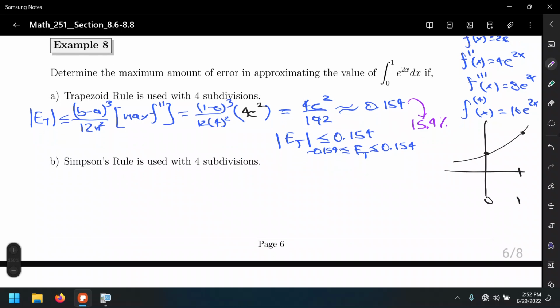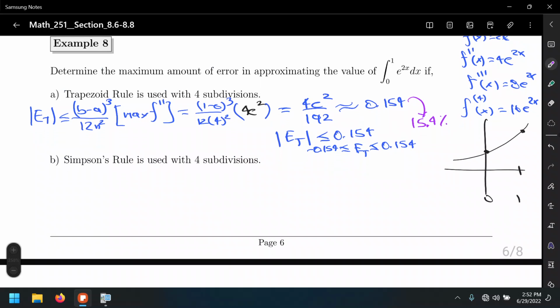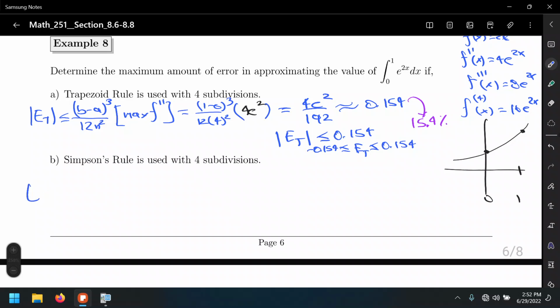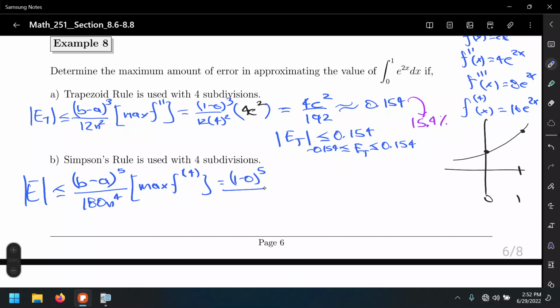Alright? And then in a very similar way, we can use the Simpson's rule expression, the one that involves the fourth derivative and some different numbers. So E sub S is less than or equal to (b minus a) to the 5th power over 180 n to the 4th power, times the maximum of the 4th derivative. Which in this case again is 1 minus 0 to the 5th, over 180 times n, which is 4, to the 4th, a big number in the denominator.